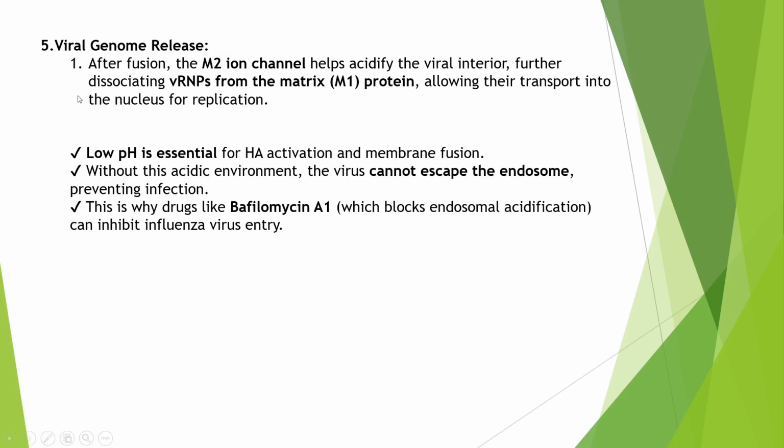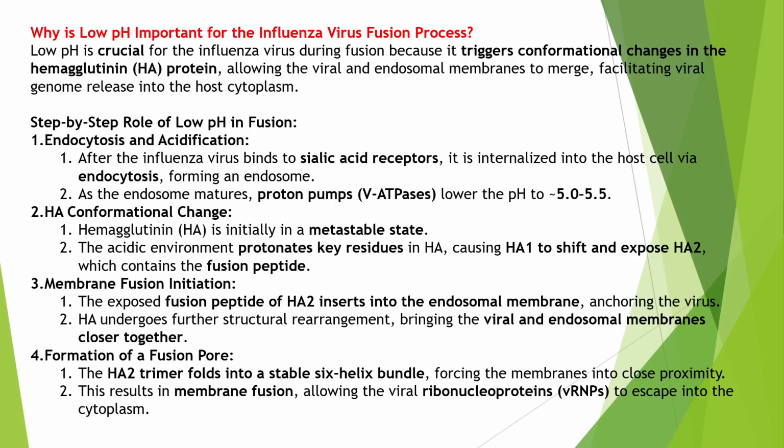Then viral genome release has to occur. After fusion, the M2 ion channel helps acidify the viral interior. Now the viral genome has to be released. The viral interior further dissociates, with the RNPs dissociating from the matrix, that is M1, allowing the transport of the genome to the nucleus for replication. So this is the step-by-step process of low pH fusion.